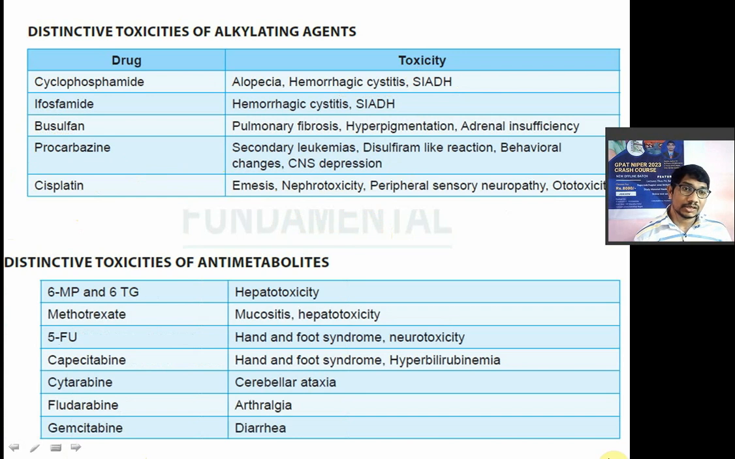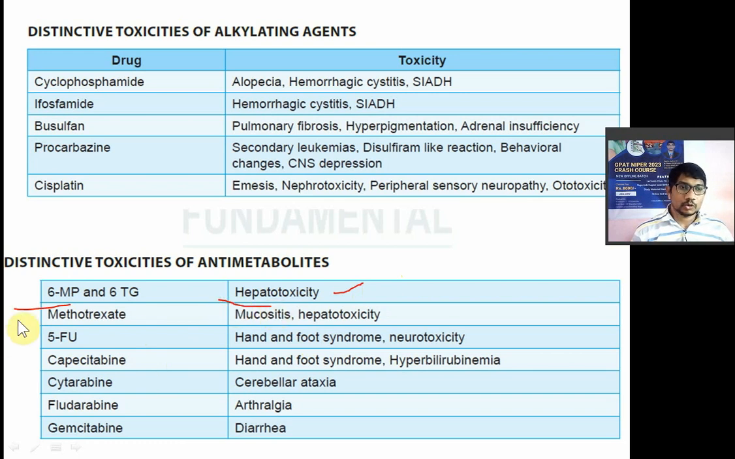So, the distinctive toxicity of antimetabolites. First are 6-mercaptopurine and 6-thioguanine. They have hepatotoxicity as an adverse effect, in addition to the other common adverse effects of anti-cancer drugs like bone marrow suppression, leukopenia, and alopecia. In addition to that, 6-mercaptopurine and 6-thioguanine are hepatotoxic in nature.